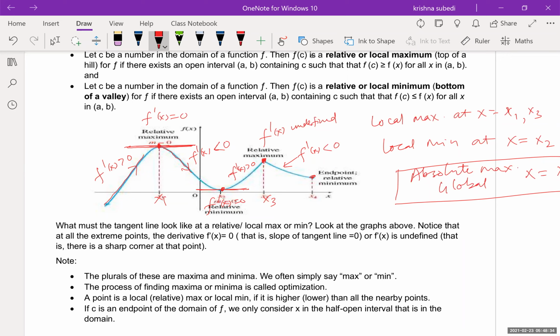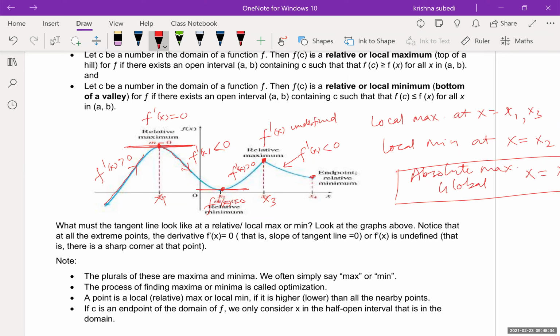Let's look at example 1. Given the function f of x equals 2x cubed minus 3x squared minus 12x plus 12. First, you need to find the derivative, which is 6x squared minus 6x minus 12. Now, we're going to follow the 4-step method here.